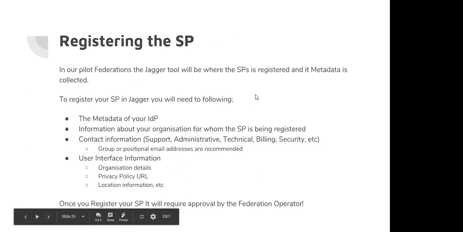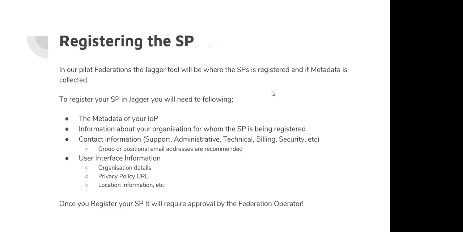And that's what we'll be talking about in our next chat on federation, about how to sign metadata. At the moment, we'll live with unsigned metadata. So now, registering your federation, registering the service provider. In our pilot federation, Jagger's where we register the thing, and its metadata is collected.